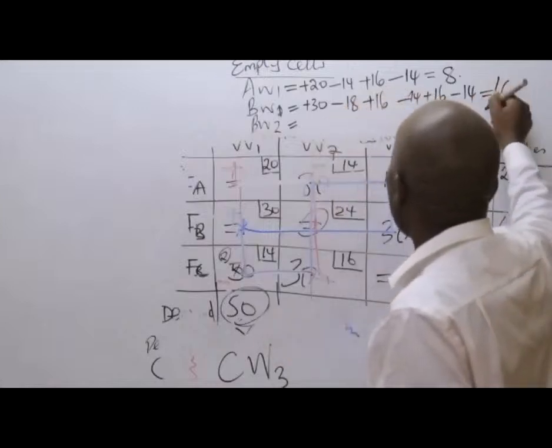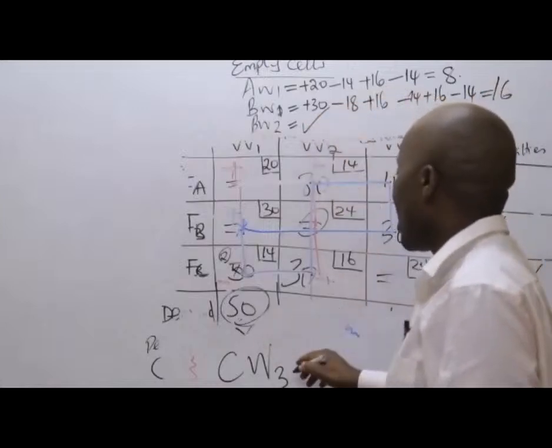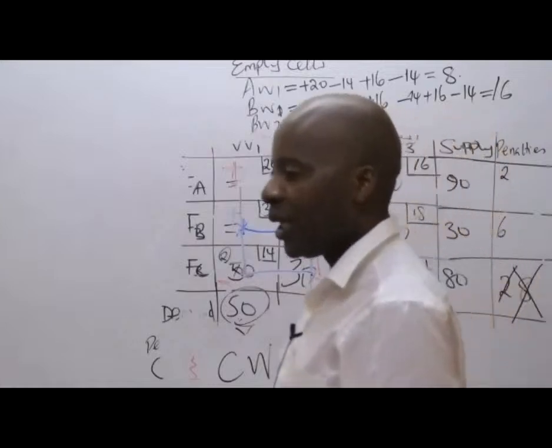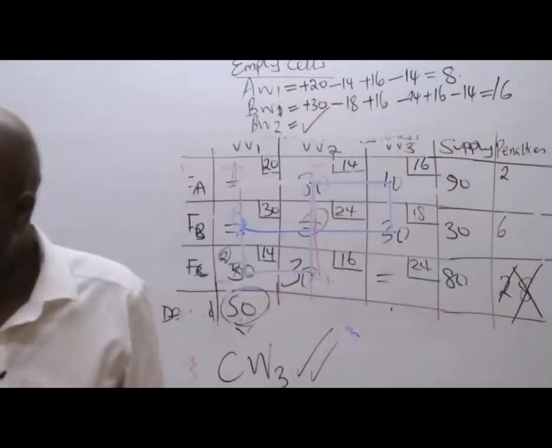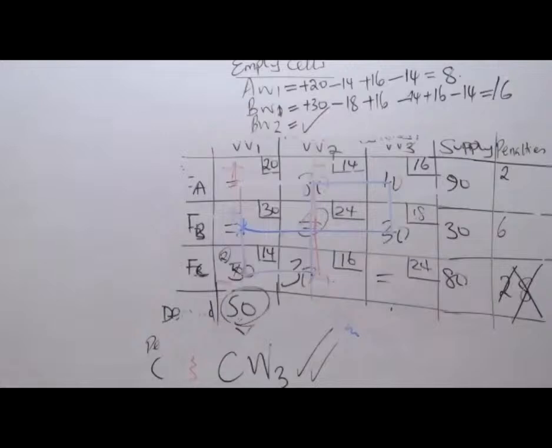So this is 16. So could you kindly now get for me this and this one, without worry. Get for me those two.